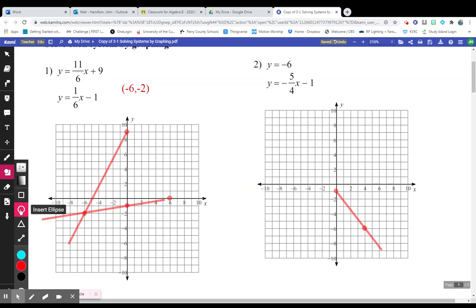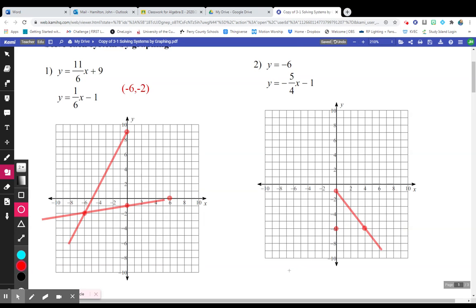I'm going to go ahead and get my circle tool. And if you notice, y equals -6. Well, this is my y-axis. Where is -6? Well, it's right here, right? So I can conclusively say that y equals -6 right there. But that doesn't help me because it doesn't give me a line.